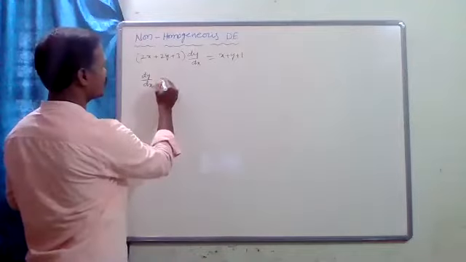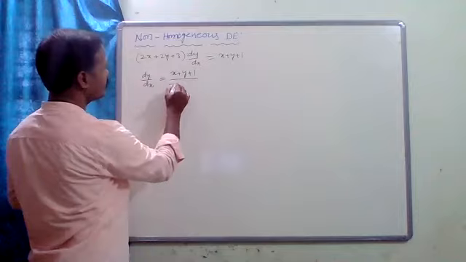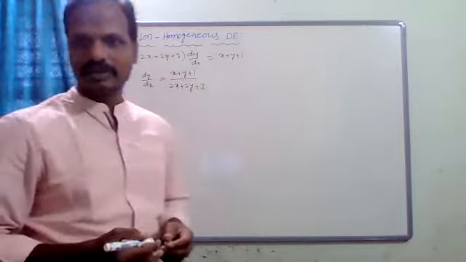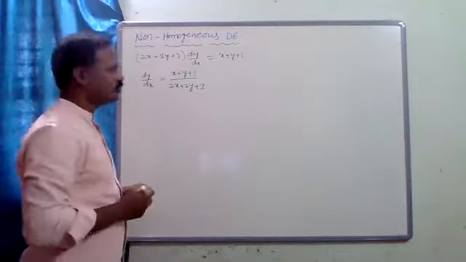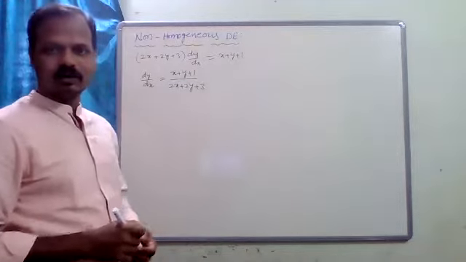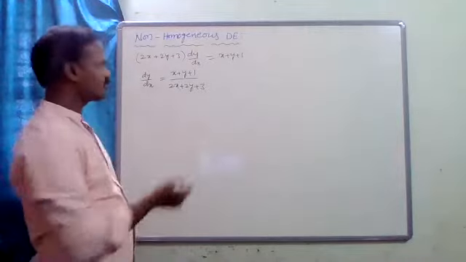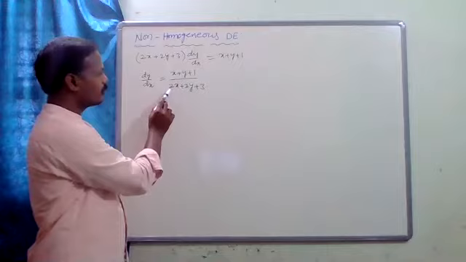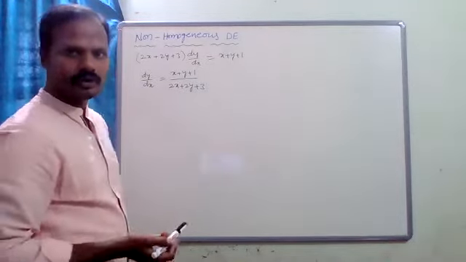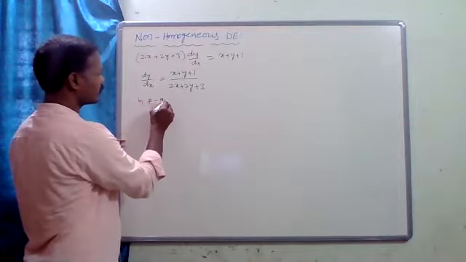So dy by dx equals x plus y plus 1 by 2x plus 2y plus 3. Yes, we can write it like this. Now check the first case condition, which is b1 equal to minus a2. Let's see whether the condition succeeds or fails. b1 is 1, a2 is 2. So b1 is not equal to minus a2.